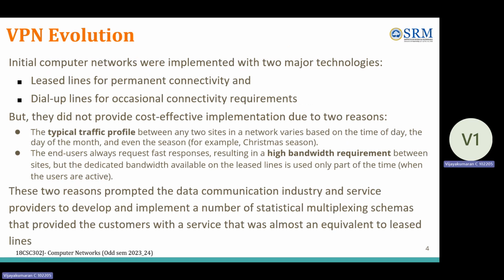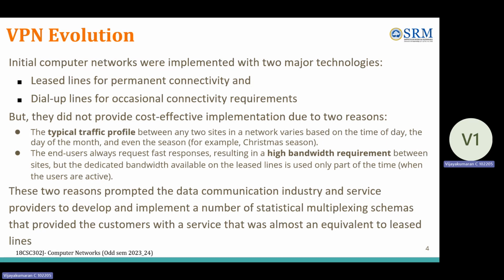In the earlier days, computer networks could be implemented with two major technologies. One is the leased line for permanent connectivity. You need to buy an IP address from the service provider. Then the required bandwidth will be allocated to you with the IP address. Then you can use this for your organization's needs. But you are wasting the bandwidth when it is not utilized properly.